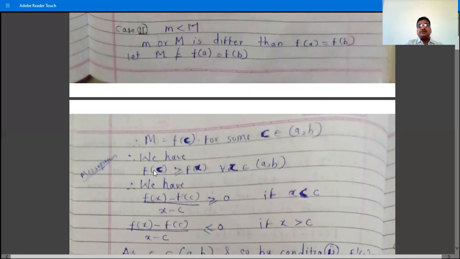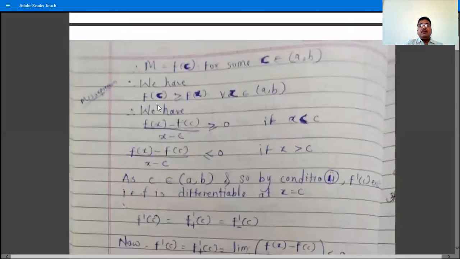That is, this f of C, the image of C under f, is greater than or equal to all the images under the function f. So f of C is greater than or equal to f of x for all x belonging to the open interval (a, b). Because M is the supremum, f of C is the supremum, and the supremum is always larger than or equal to all the remaining elements in that set. And therefore f of x minus f of C, divided by x minus C, is greater than or equal to 0. So f of C is larger than f of x.